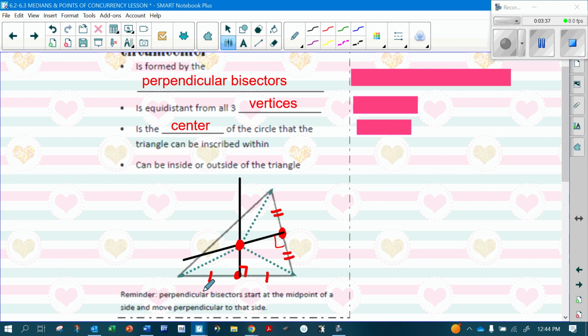So remember, perpendicular bisectors start at the midpoint of a side and they move perpendicular to that side. So always find your midpoint and then draw a line that is perpendicular, and that will be your perpendicular bisector.